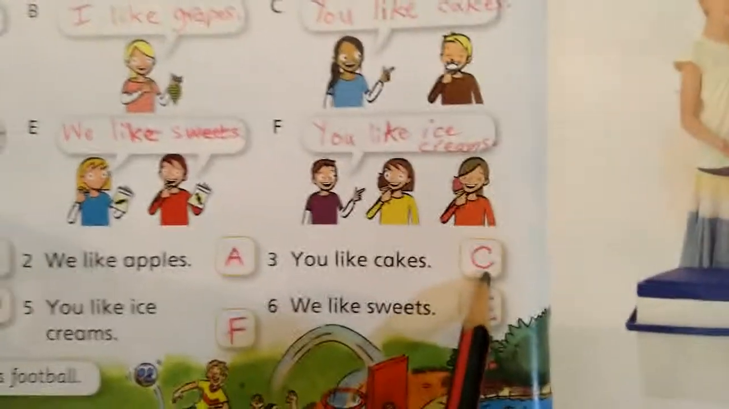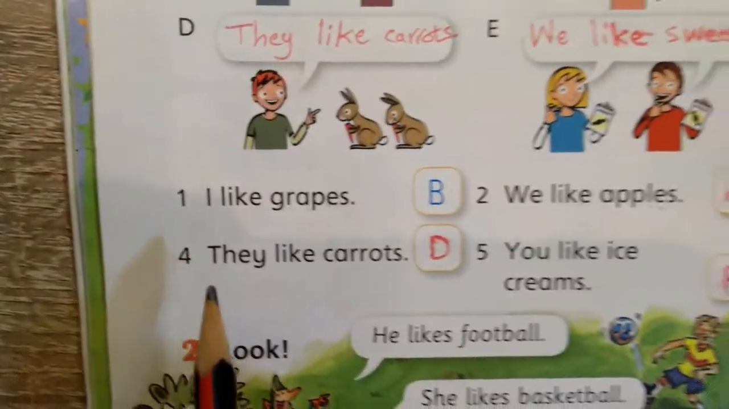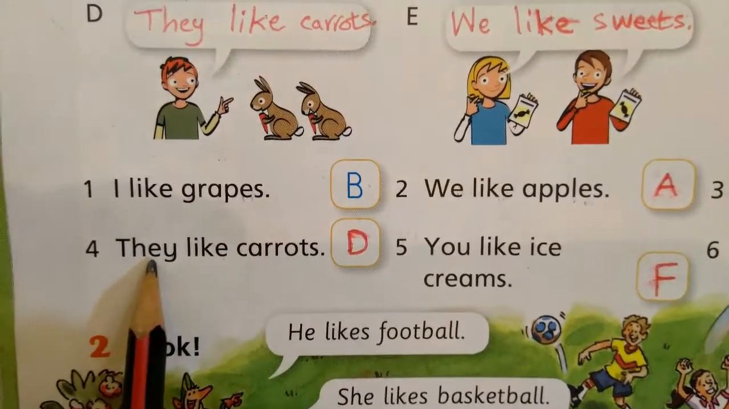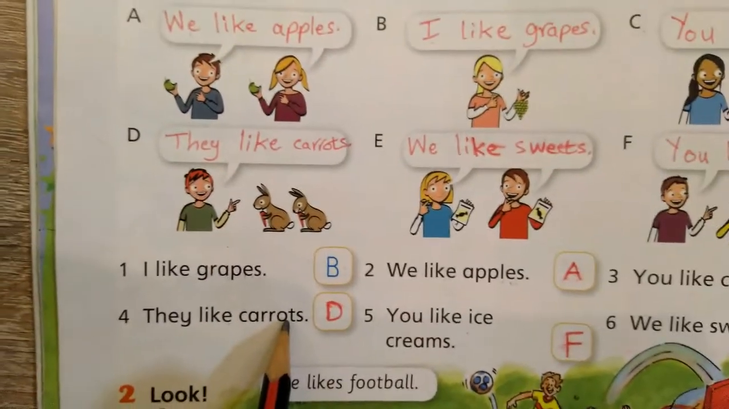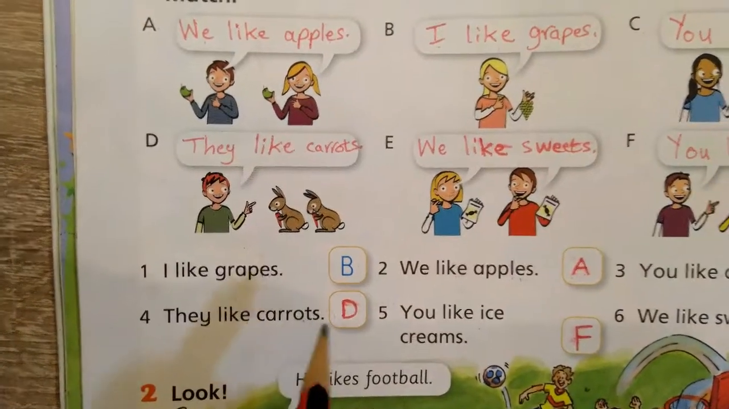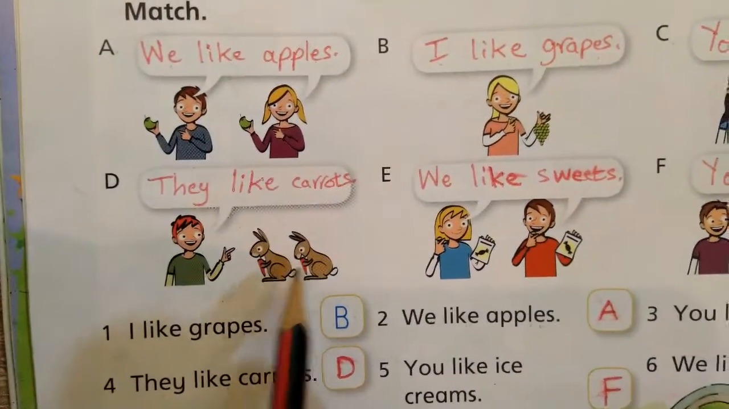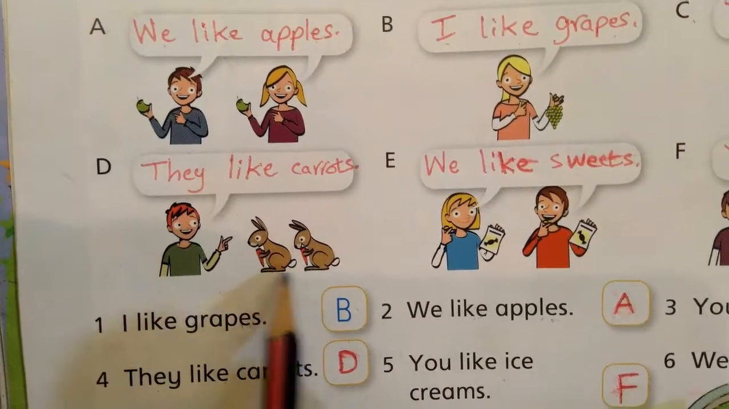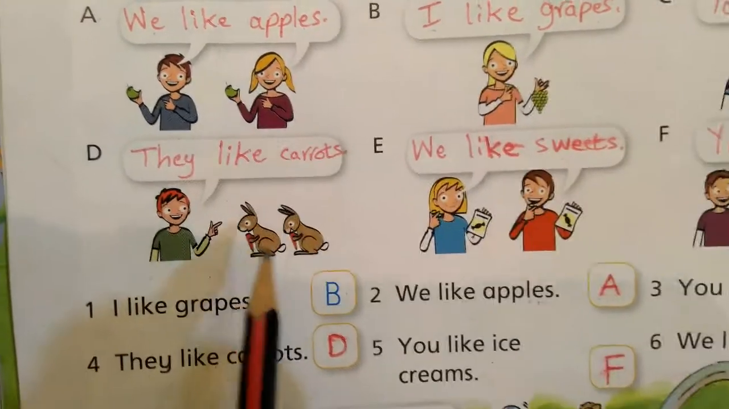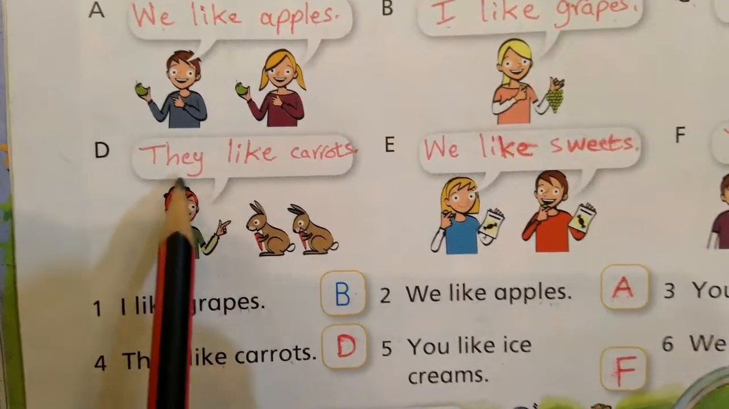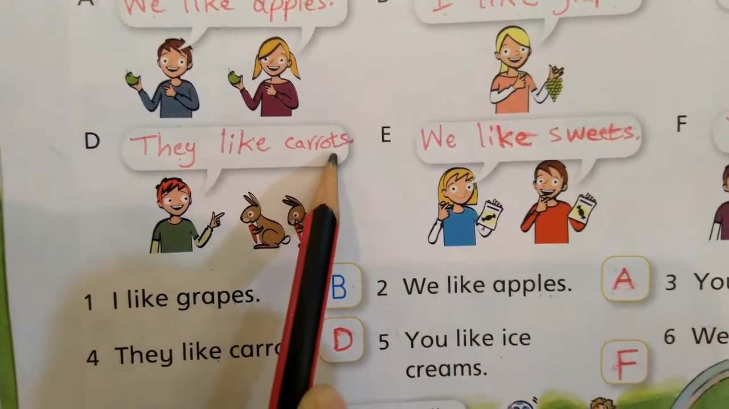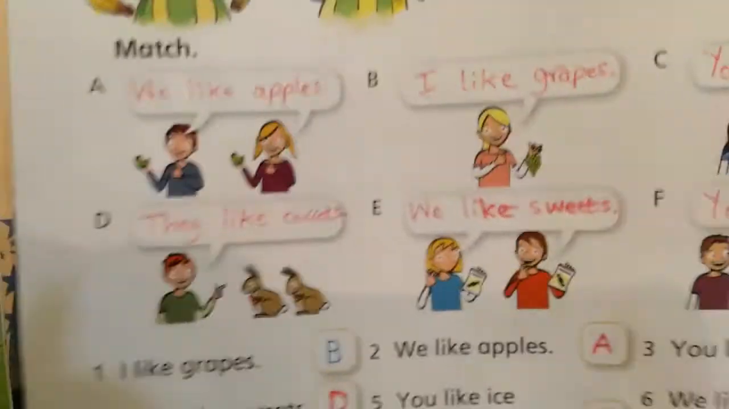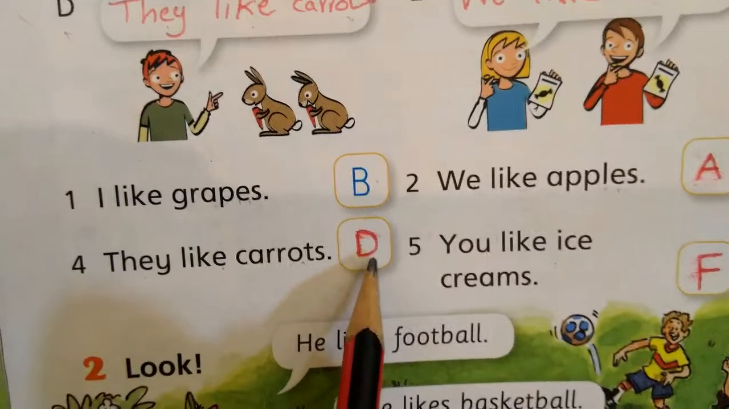Picture C. Excellent. Now, number four. They like carrots. Where is the picture? Here it is. Look at these rabbits, holding carrots. Right? So, they like carrots. Picture D. Okay.